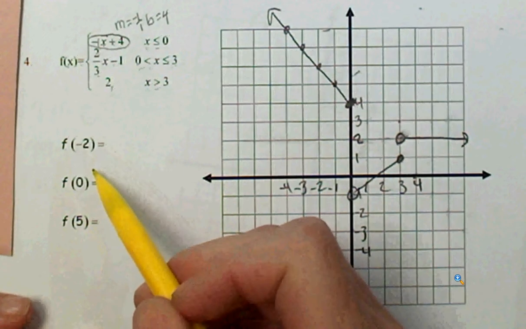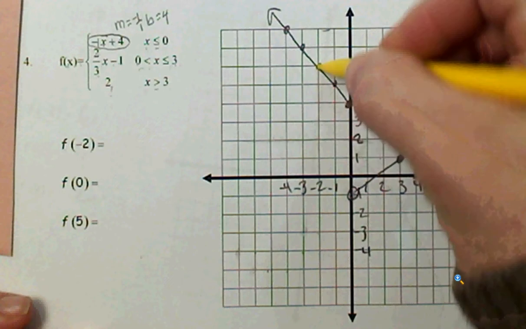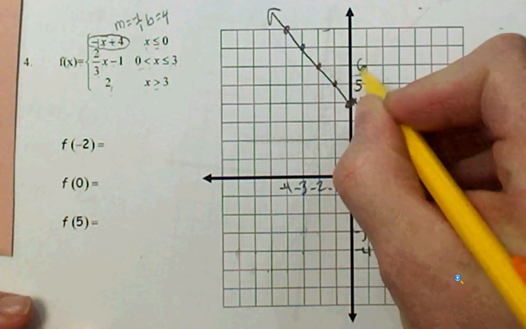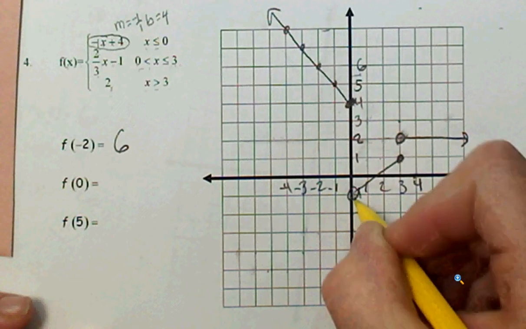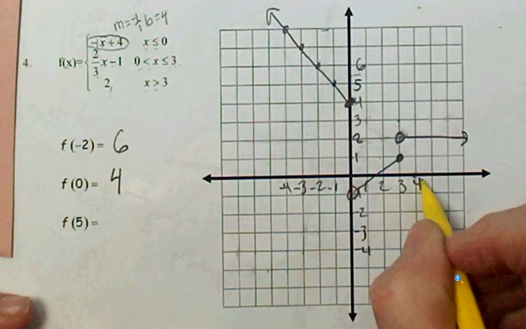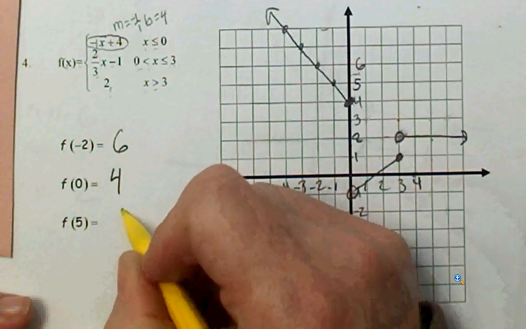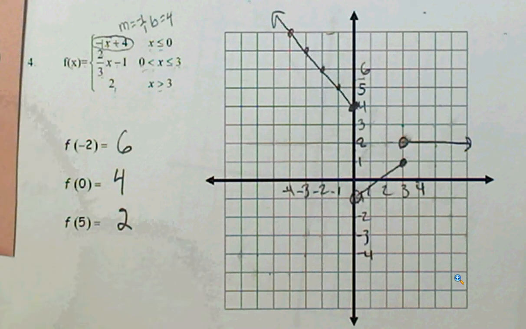I can now evaluate f of negative 2. So I go to where x is negative 2 to see the y value, and it's at 6. F of 0, it's not that one because that's an open circle, so it's got to be 4. And then f of 5 has to be 2. And there we go. That's what we did today.